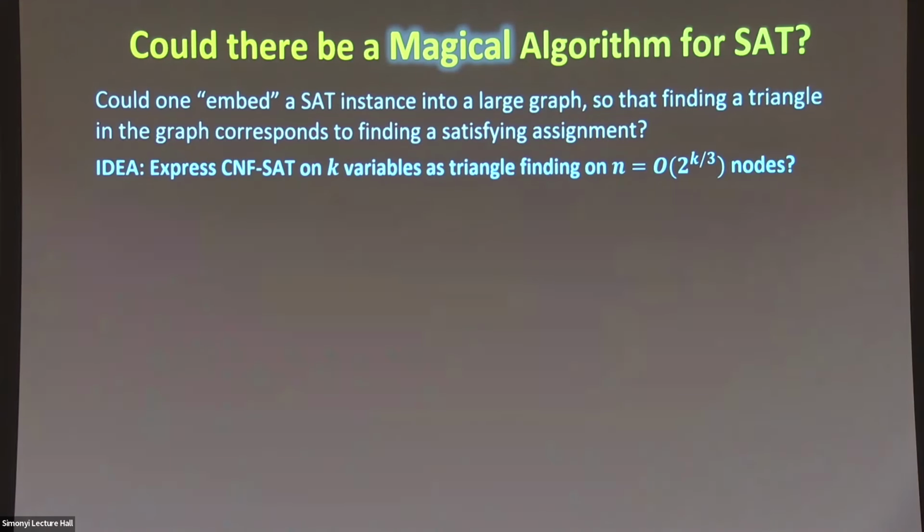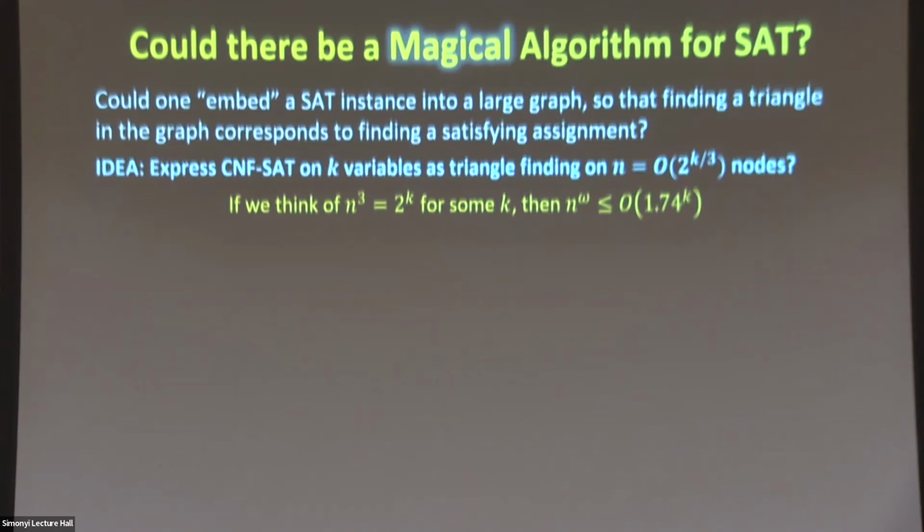So what would this mean? I want to take a CNF SETH instance on k variables, and I want to get a triangle finding instance on about 2 to the k over 3 nodes. If I had 2 to the k over 3 nodes, then the naive triangle finding algorithm would take about 2 to the k. So I have a search space of size 2 to the k. If my number of nodes is n, my naive triangle finding is n cubed. So if I could reduce CNF SETH to triangle finding, then I could apply matrix multiplication and get something that runs faster than 2 to the k time.